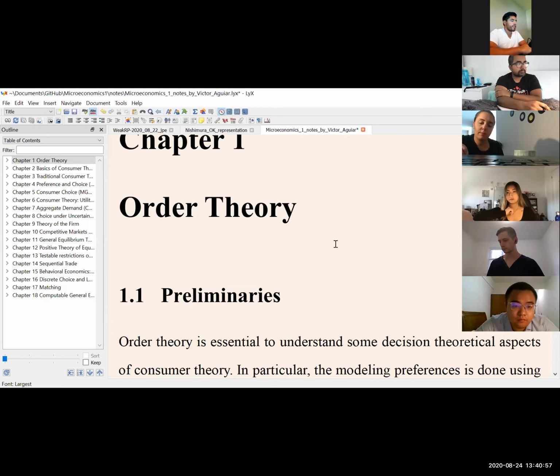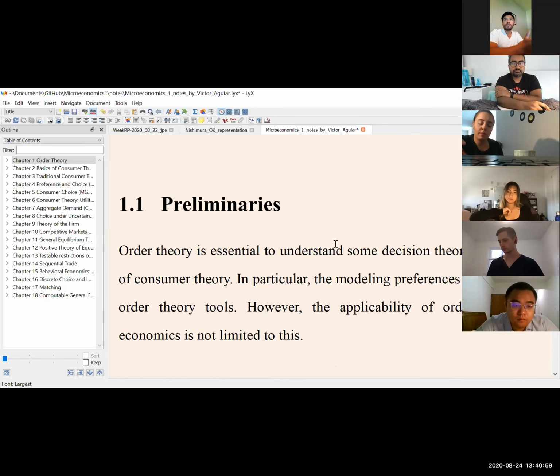So order theory. What is order theory? Okay, so this part, as you see, I'm just gonna try to explain and give you additional comments. In particular, I typed these notes with the main content I think you should know if you're reading. But of course, in the class, I'm gonna tell you way more information. So in particular, order theory is pretty much a part of mathematics that is essential to understand some decision theoretical aspects of consumer theory. So that's going to be an important part of the language of decision theory.